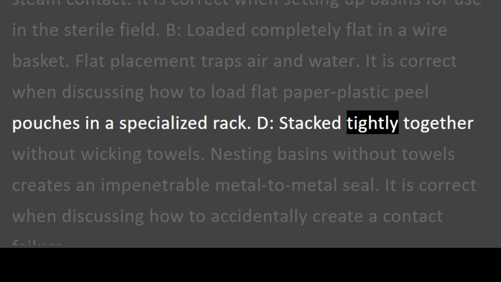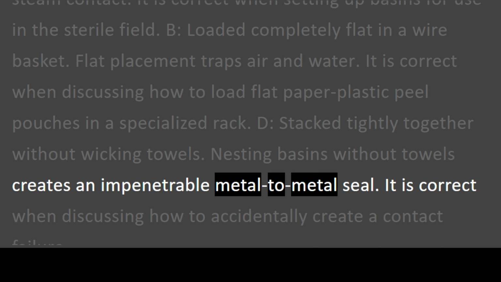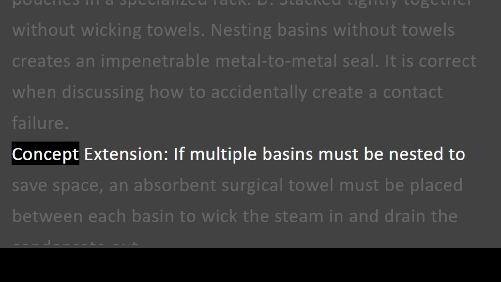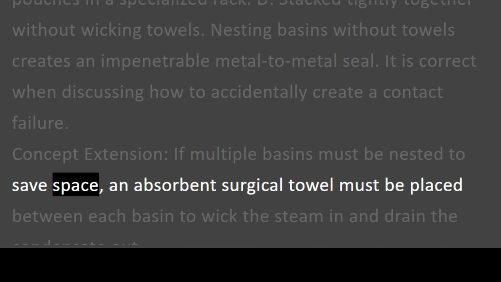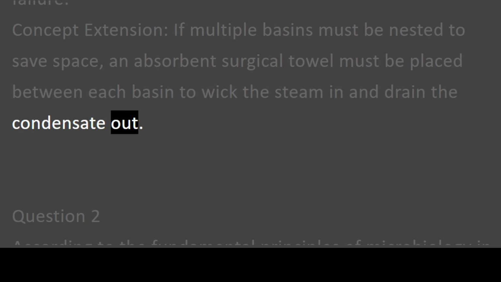D. Stacked tightly together without wicking towels. Nesting basins without towels creates an impenetrable metal-to-metal seal. It is correct when discussing how to accidentally create a contact failure. Concept extension. If multiple basins must be nested to save space, an absorbent surgical towel must be placed between each basin to wick the steam in and drain the condensate out.